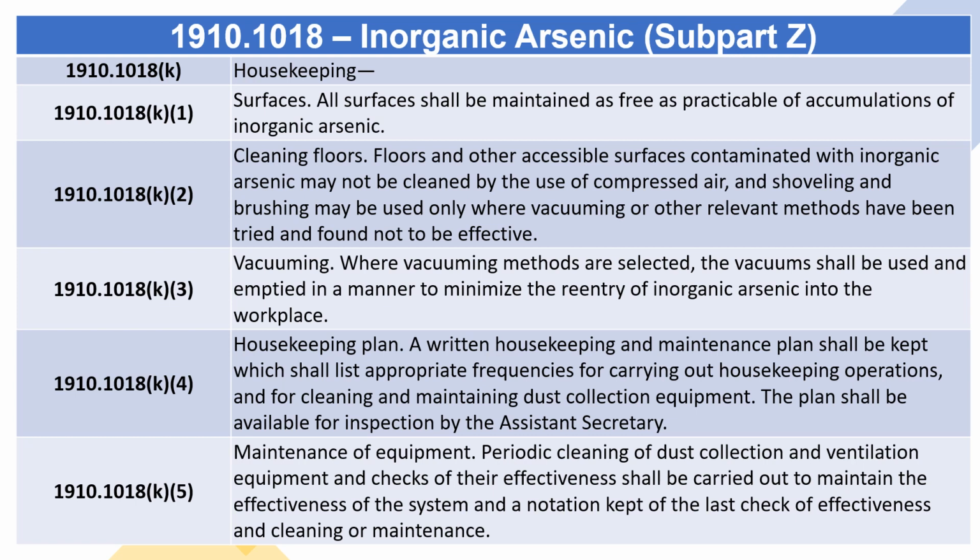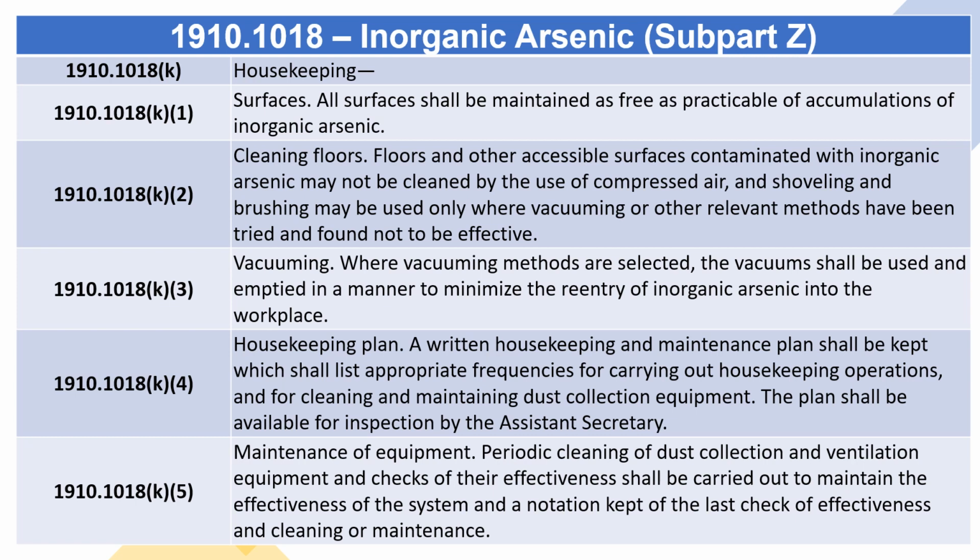1910.1018 K3, vacuuming. Where vacuuming methods are selected, the vacuums shall be used and emptied in a manner to minimize the re-entry of inorganic arsenic into the workplace. 1910.1018 K4, housekeeping plan. A written housekeeping and maintenance plan shall be kept which shall list appropriate frequencies for carrying out housekeeping operations, and for cleaning and maintaining dust collection equipment. The plan shall be available for inspection by the Assistant Secretary.